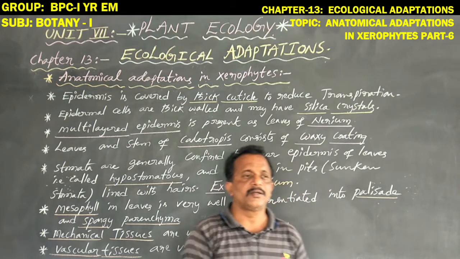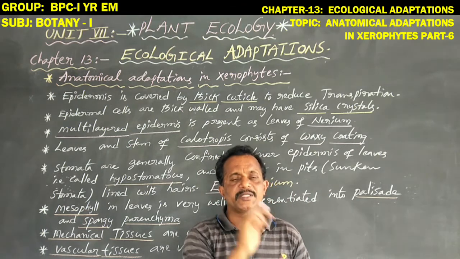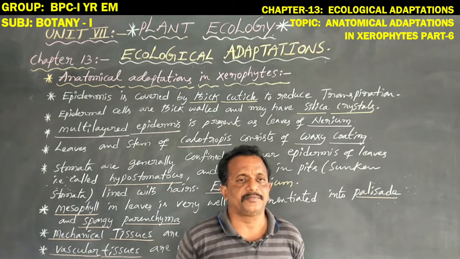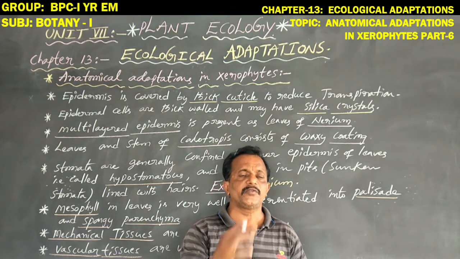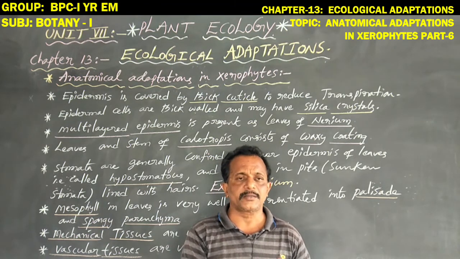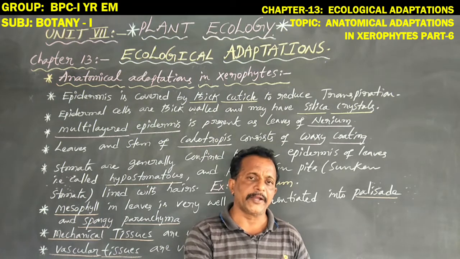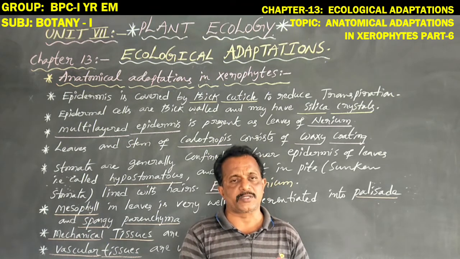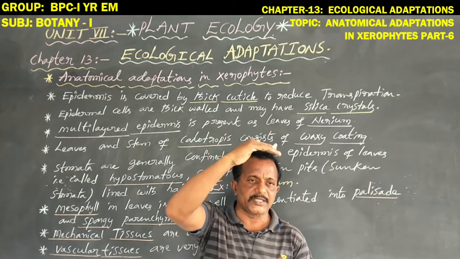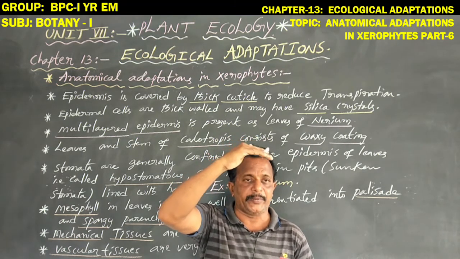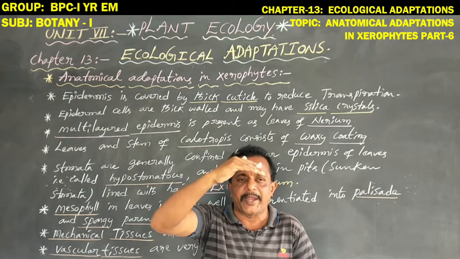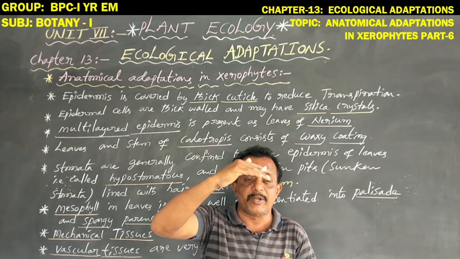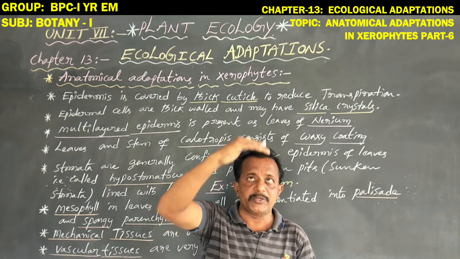Next, a multi-layered epidermis is present in the leaves of Nerium. Generally in all plants the epidermis is a single layer in the root and in the stem, but in leaves, of all dicotyledon plants and monocotyledon plants, the epidermis is of two types: the upper epidermis and the lower epidermis. But especially in xerophytic plants, the upper epidermis is multi-layered. This is the lower epidermis, this is the upper epidermis.